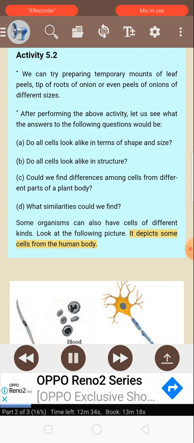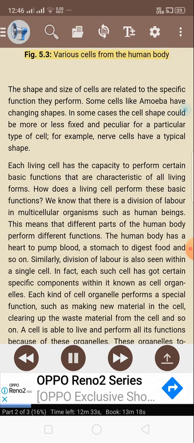It depicts some cells from the human body. Figure 5.3. Various cells from the human body. The shape and size of cells are related to the specific function they perform. Some cells, like amoeba, have changing shapes. In some cases, the cell shape could be more or less fixed and peculiar for a particular type of cell. For example, nerve cells have a typical shape.